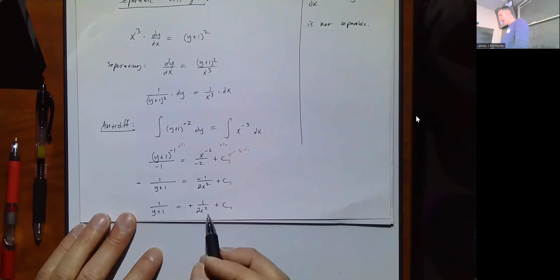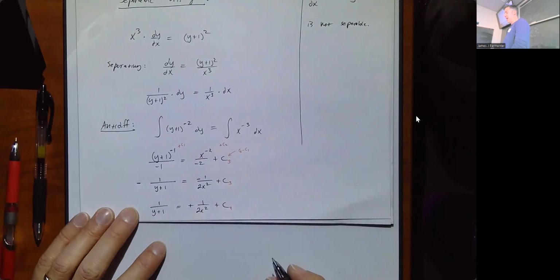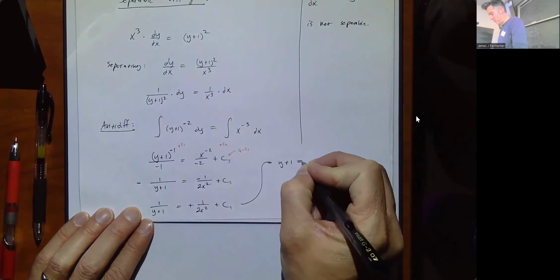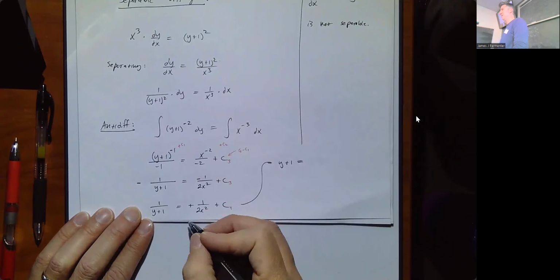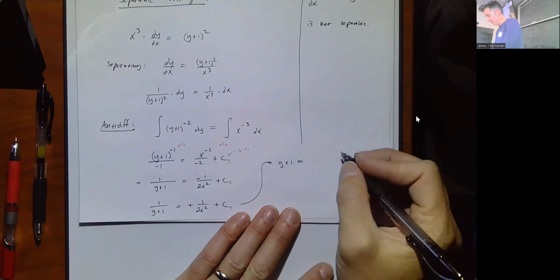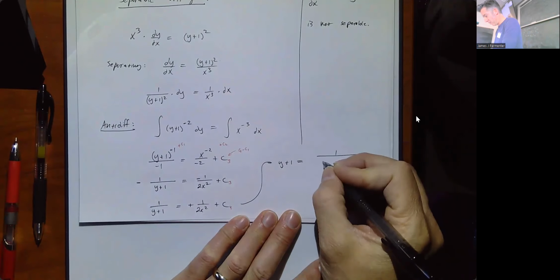All right, solving for y. Now here's where things are really not nice. I'm going to take the reciprocal of both sides. So I'm going to get y plus 1 equal to the reciprocal of this entire side. I can't just flip each thing individually. It's really going to be 1 over all of that grossness.